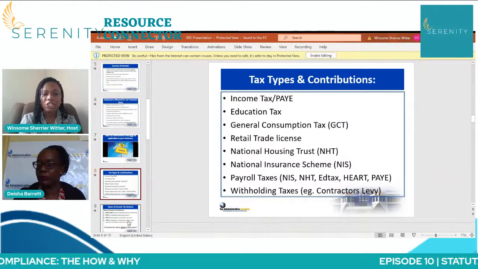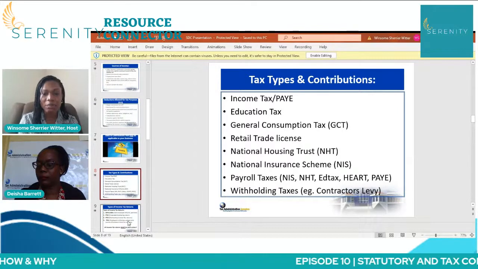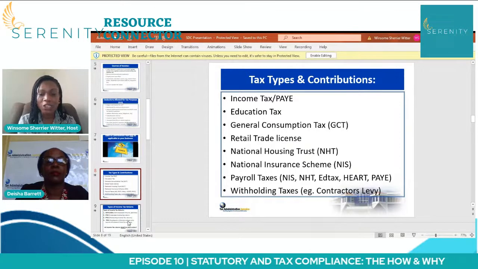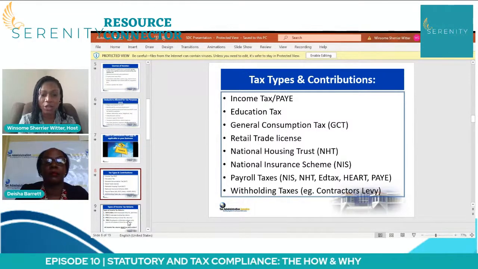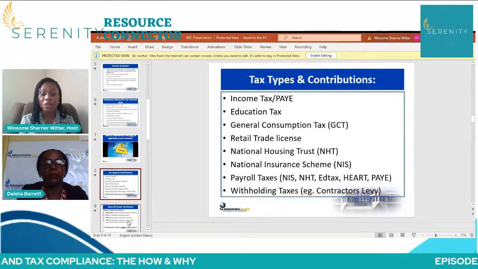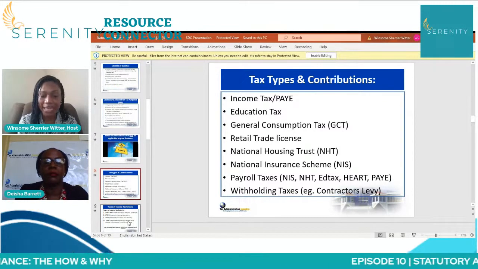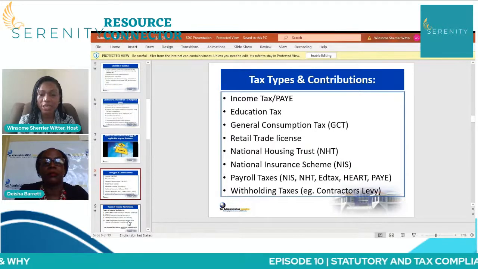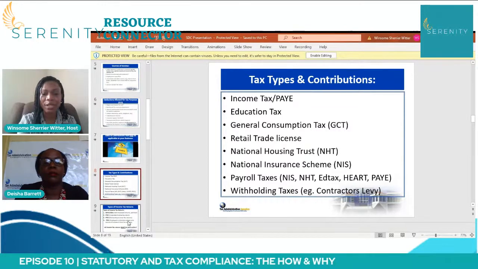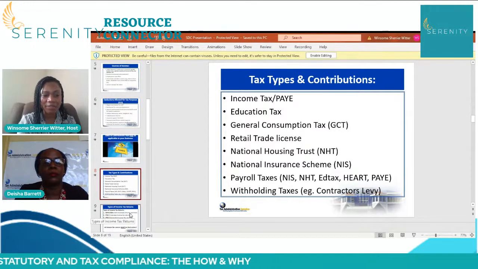Then you have education tax, general consumption tax, retail trade license, National Housing Trust, which we shared about earlier, National Insurance Scheme. Then you have your payroll taxes, which includes NIS, NHT, education tax, HEART, and PAYE. And you also have withholding taxes, example, contractors levy.